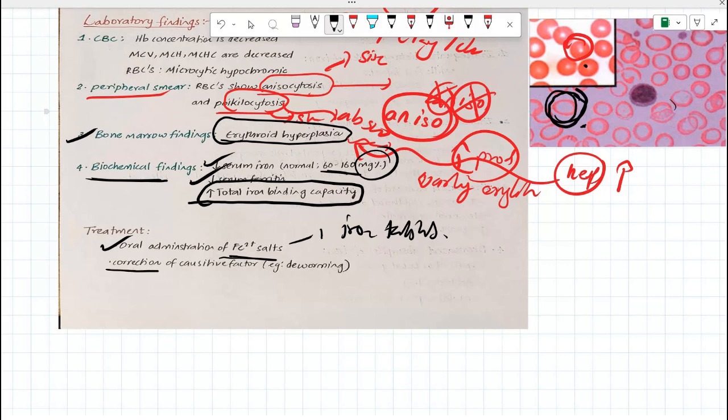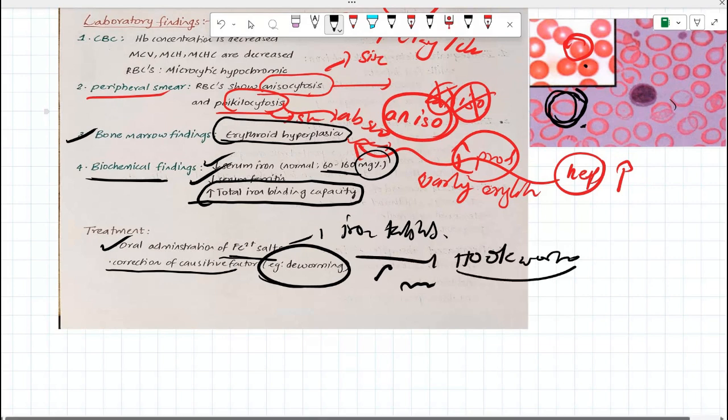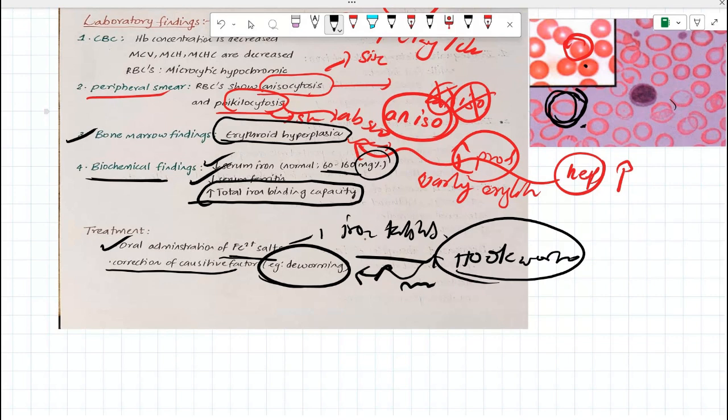Next, the correction of the causative factor. Example, deworming. Suppose the person has worms, which worm? Hookworm. We can find hookworm in the patient sometimes. So if there is any hookworm infestation, deworming must be done as the primary treatment.